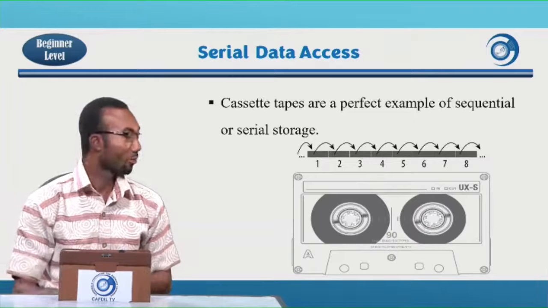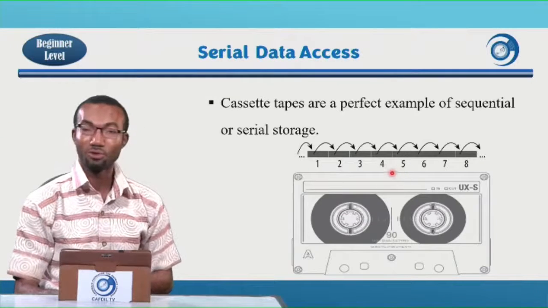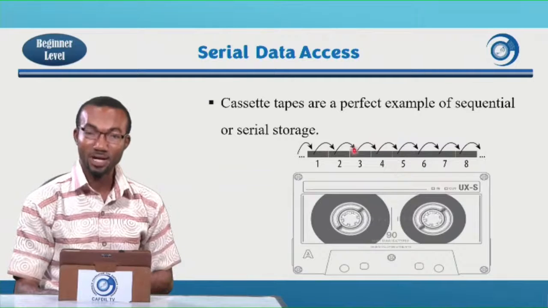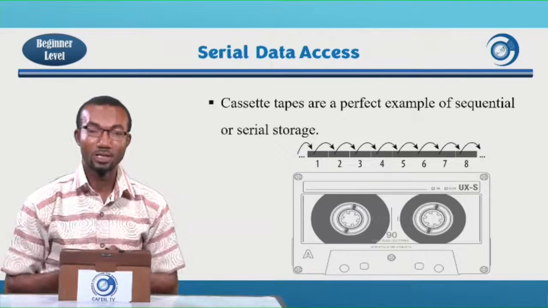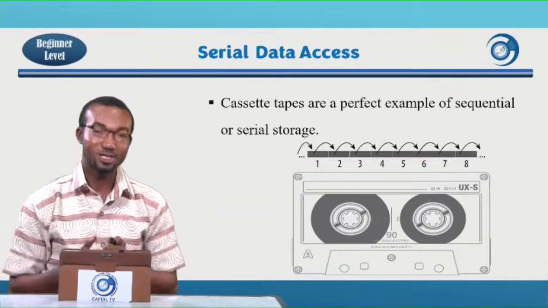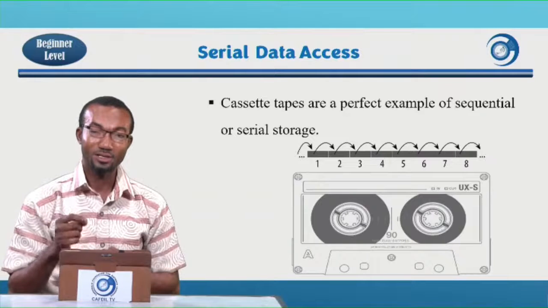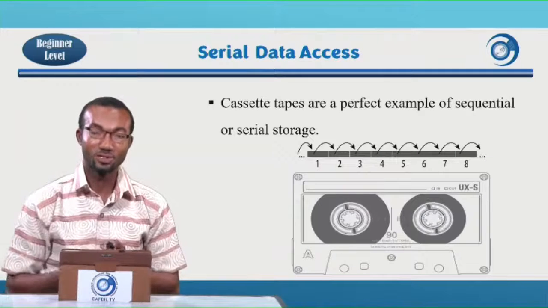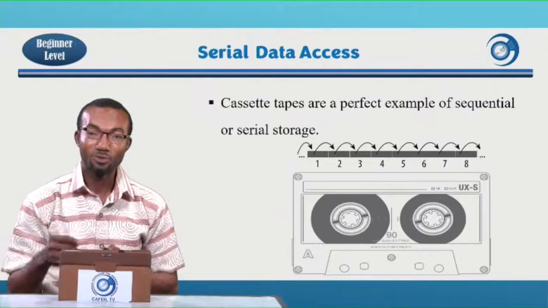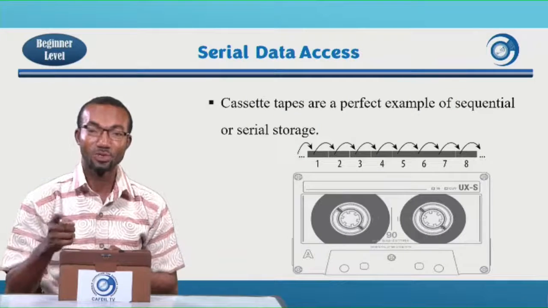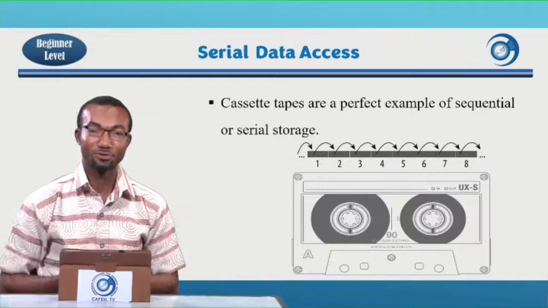You can't jump from 1 to 4 or 5. You must pass through 1, 2, 3, 4. So viewers, if you have a tape cassette at home, check on the controls whether you can shuffle songs when you are using a tape. You can't, because you have to rewind before you get to the song or the part that you want.